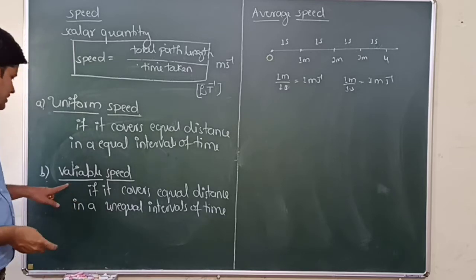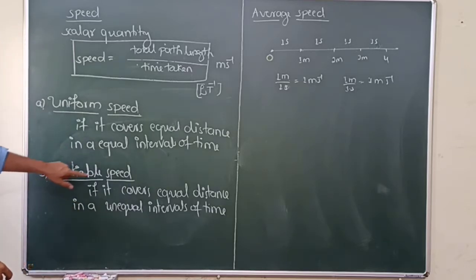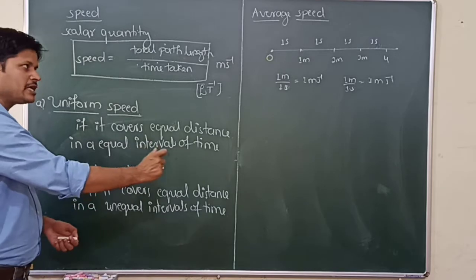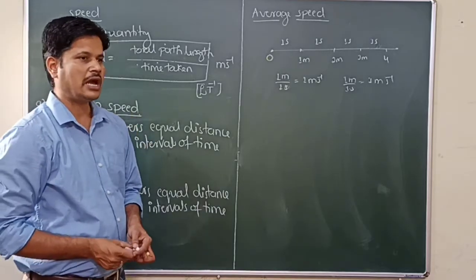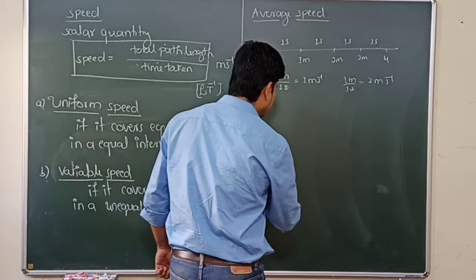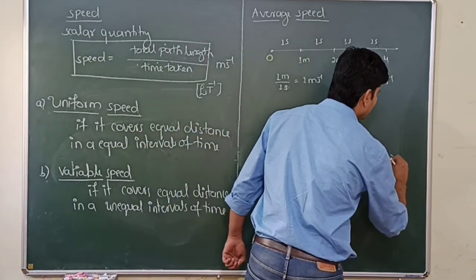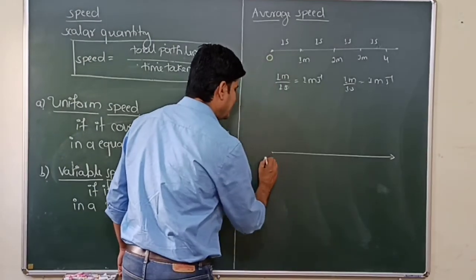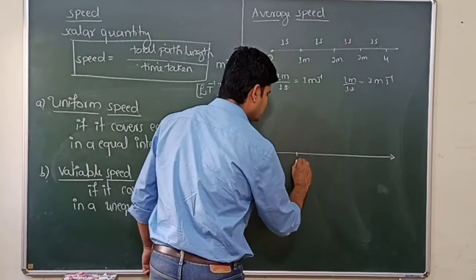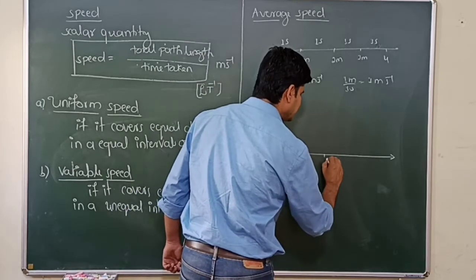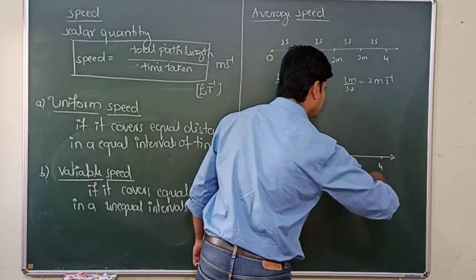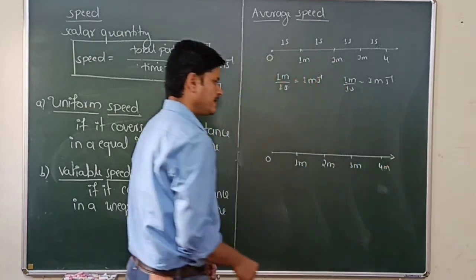Okay. Next, remember, the next one is variable speed. Variable speed is when the object covers equal distance in unequal intervals of time. For that, let us consider the object is moving along one direction, right? And this is the origin. This is 1 meter, this is 2 meter, this one is 3 meter, and this one is 4 meter. Okay, correct?